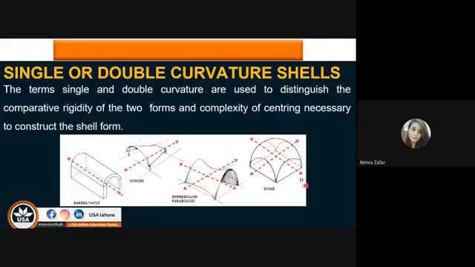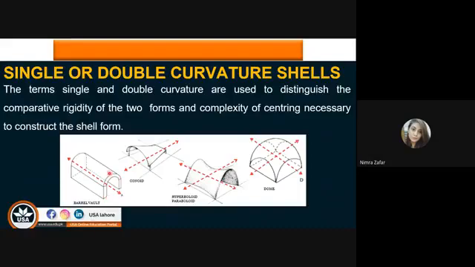Single or double curvature shells. The terms single and double curvature are used to distinguish the comparative rigidity of the two forms and complexity of centering necessary to construct the shell form. The difference between the single and the double curvature is the difference of their rigidity, depending upon their shape.